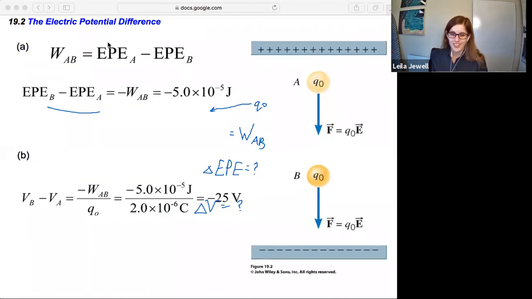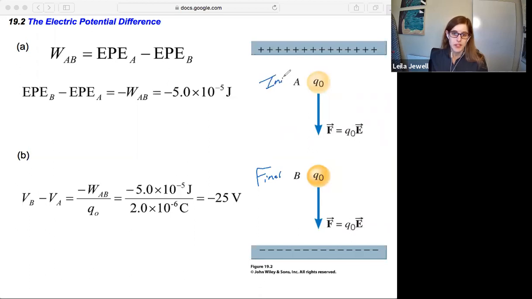Let's take a look. So we know that the work done in moving from A to B is related to EPEA minus EPEB. But if we want the change in electric potential energy, it will be that at B, the final, minus the initial A. And so that means we need the negative of it in order to get the change in electric potential energy, it will be the negative of the work done. So EPEB minus EPEA is negative work AB, so negative 5 times 10 to the negative 5th joules.